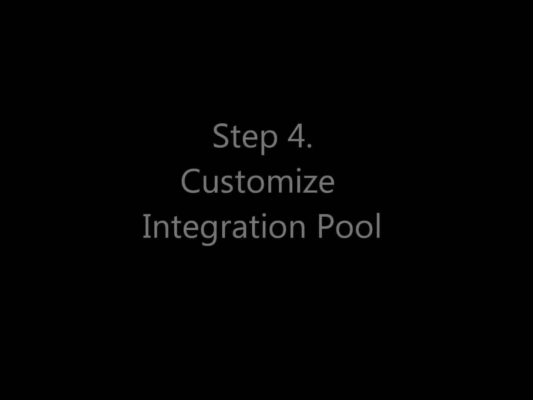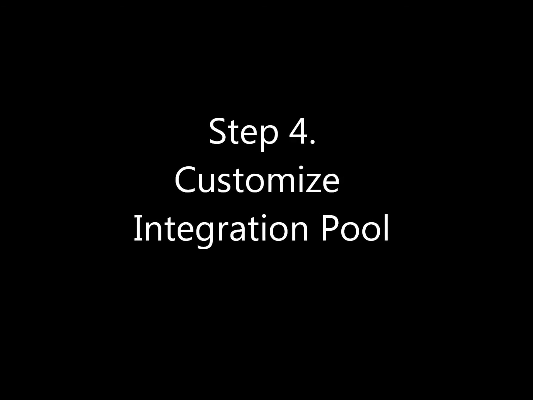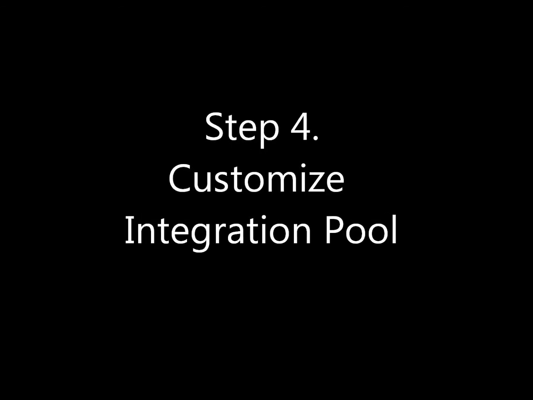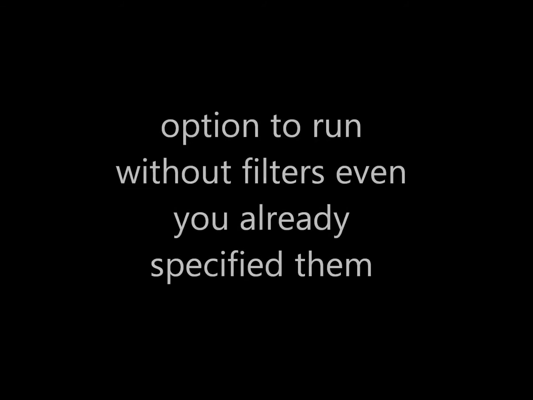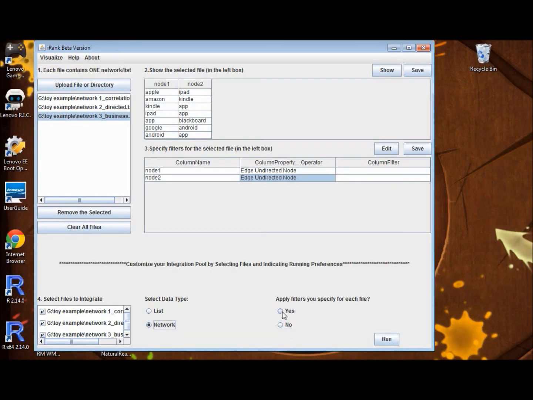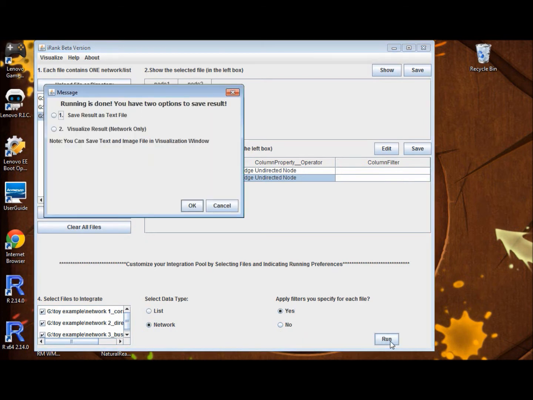After we are done with each file, for filtering criteria, we can go to Customize Integration Pool by selecting multiple files in the checkbox list. In this step, we also need to indicate data type. This toy example is network, so we choose network. In the last step, we still have an option on whether to apply the filters we specified. Here we would like to apply the filters, so we choose yes. Now we can click the Run button to run the program.